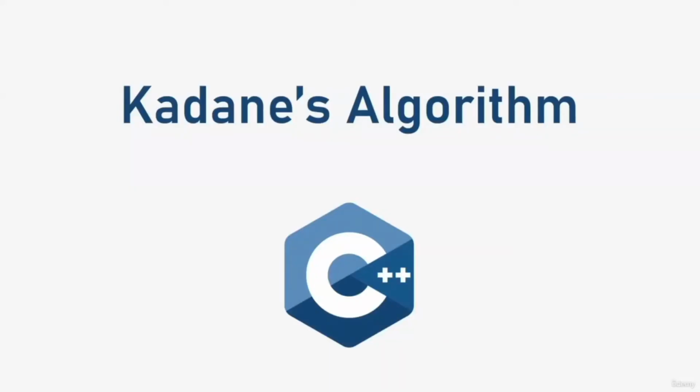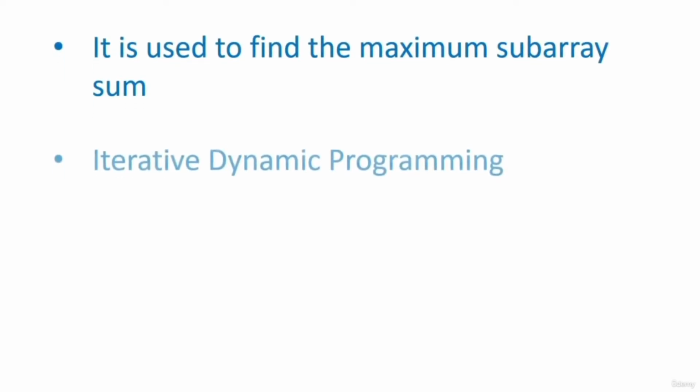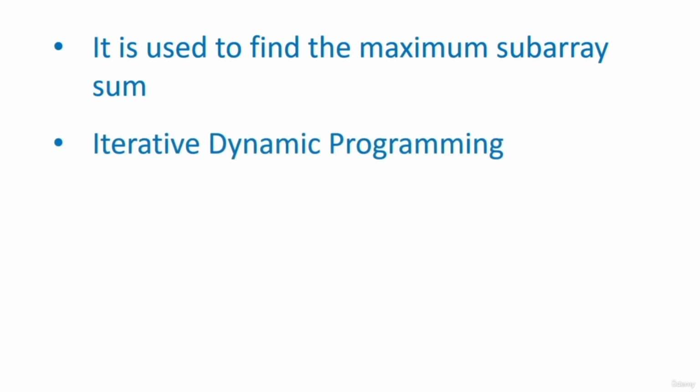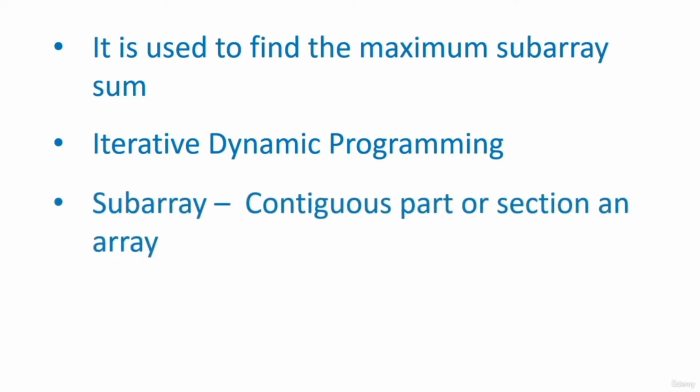Hey guys, in this video tutorial we are going to discuss Kadane's algorithm. Kadane's algorithm is used to find the maximum subarray sum, and it comes under the category of iterative dynamic programming algorithms. Now, what does subarray actually mean? A subarray is a contiguous part or section of an array. We will understand this with an example.